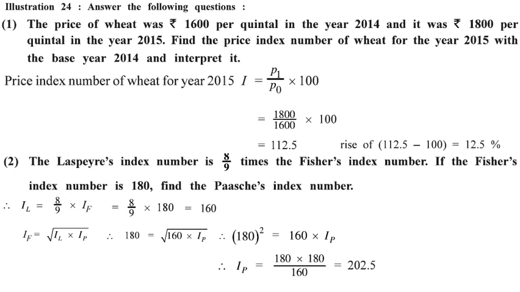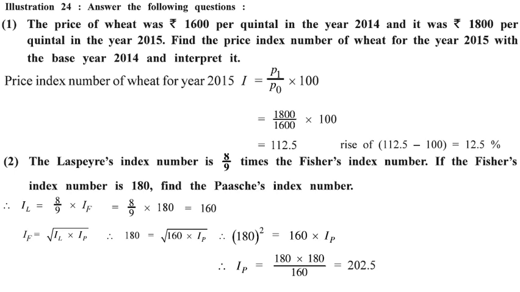Last year's index number was 8 upon 9 times the Fisher's index number. So we multiplied Fisher's index number with 8 upon 9. That is 180 into 8 upon 9 is equal to 160. Last year's value is 160. Put the Fisher's value and last year's value in the equation of Fisher. 180 is equal to under root 160 into IP Paasche. Change the side of root, it becomes square. 180 square is equal to 160 into IP, that is IP is equal to 202.5.